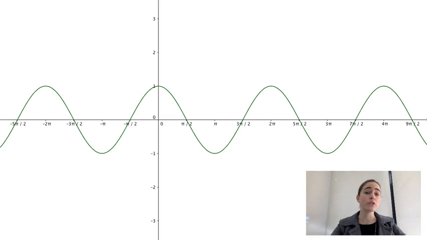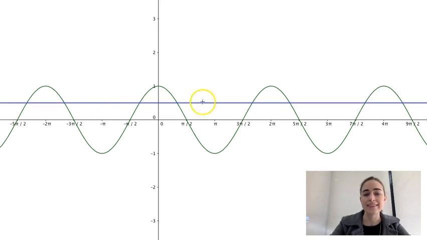Now if we have a look at what those solutions look like in a graph, here we've got our graph of our cos function, and I'm going to add in this line, which is just the line y equals 0.5, or y equals a half. So these points of intersection are our solutions. What our general solution just said was that we were going to have 2n pi plus or minus pi on 3.